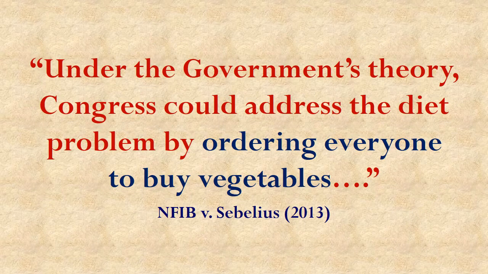As they were considering the case, one of the hypotheticals that they asked the government lawyers was, well, if you can require people to buy health insurance, could you decide to require them to buy vegetables because they're not eating healthy? And the government lawyer actually said, well, yeah, we could. And that's a rather extreme example that shows just how far-reaching this power is that the government was claiming.